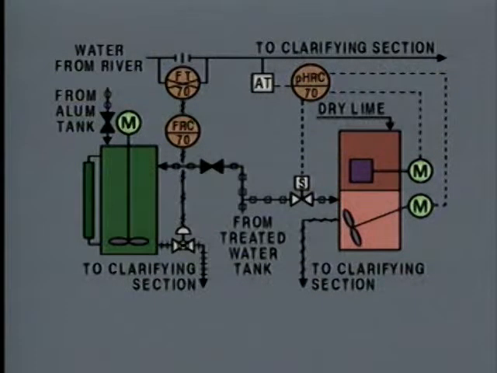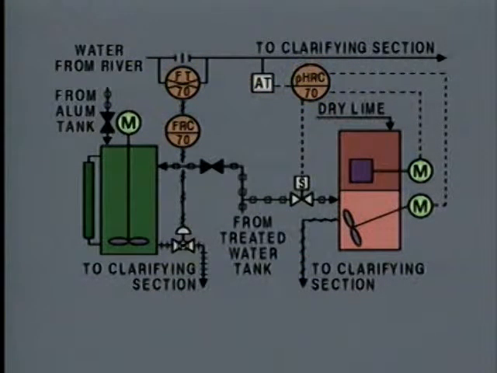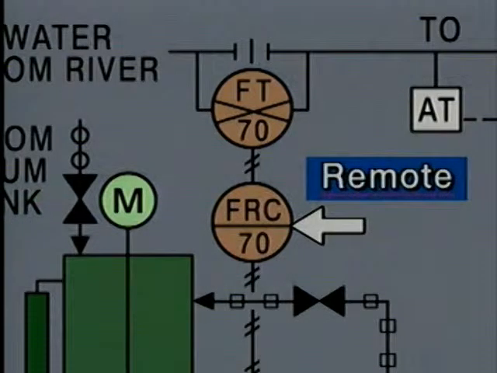P&IDs help you identify instrumentation that's used to monitor and control conditions in process systems. The diagrams also tell you if the instruments are located on a board in another area or near the equipment. For instance, this symbol represents a flow recorder controller. This line indicates that the symbol represents a remote instrument, one that's mounted on a board in a remote location, such as in a control room.